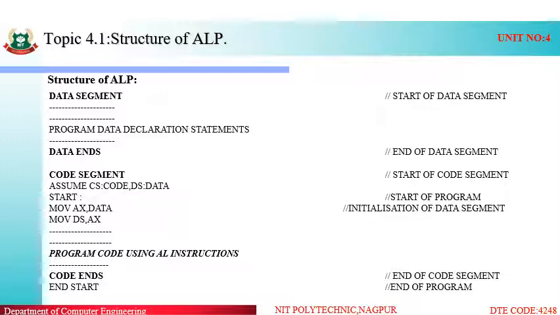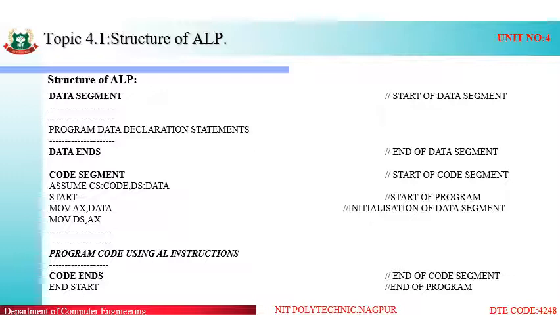Then in that code segment we have to write the first four instructions as they are. So what are these instructions? We have to write assume cs colon code comma ds colon data. That means inside the code segment wherever we write cs, it will assume it as code segment, and wherever we write ds, it will assume it as data segment. Next instruction is start. It specifies the start of the program.